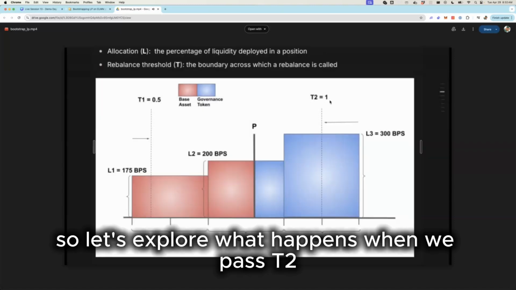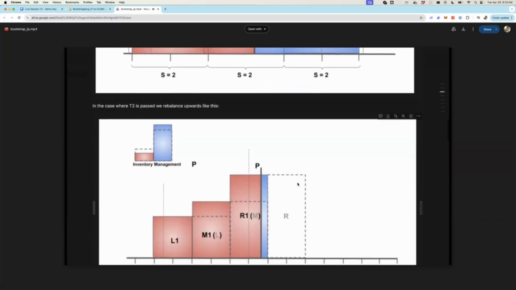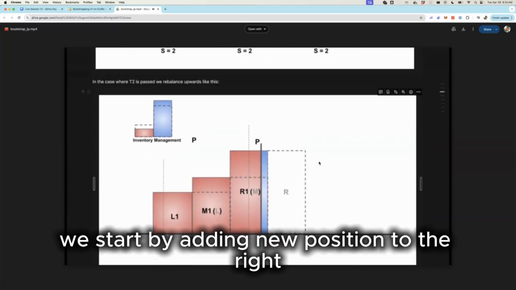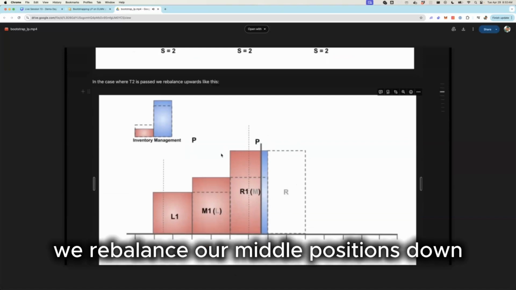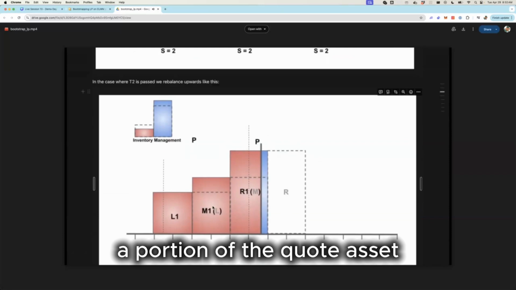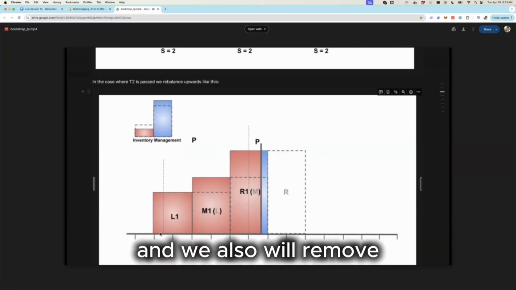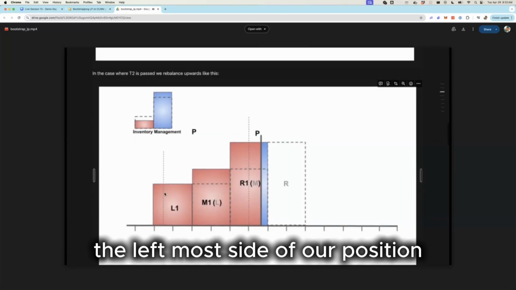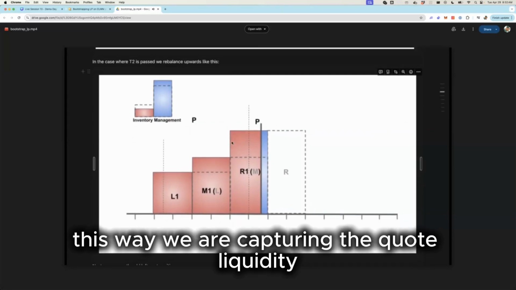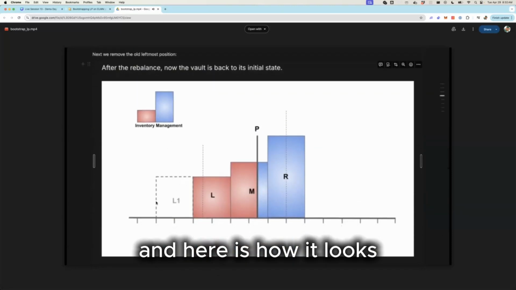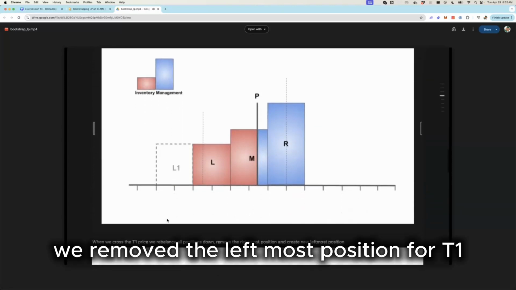So let's explore what happens when we pass T2. When we pass the threshold of T2, we start by adding a new position to the right. We rebalance our middle positions down, so we remove a portion of the quote asset that we have in those positions, and we also will remove the leftmost side of our position. This way we are capturing the quote liquidity. And here is how it looks. We removed the leftmost position.